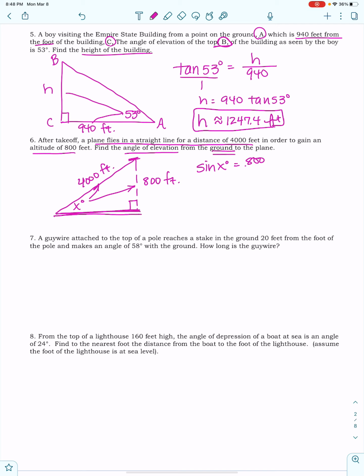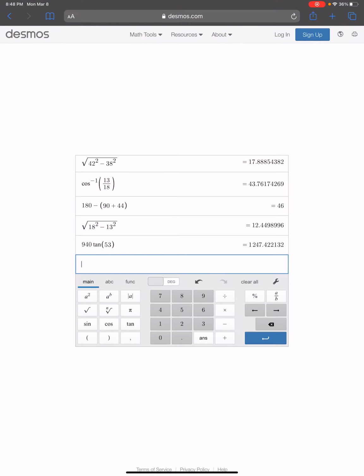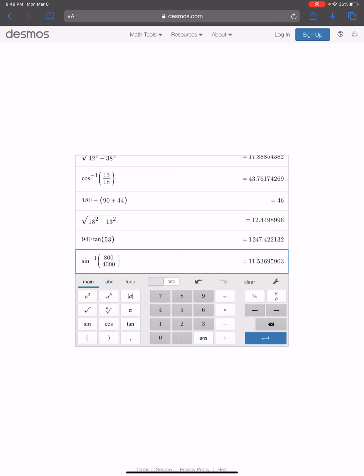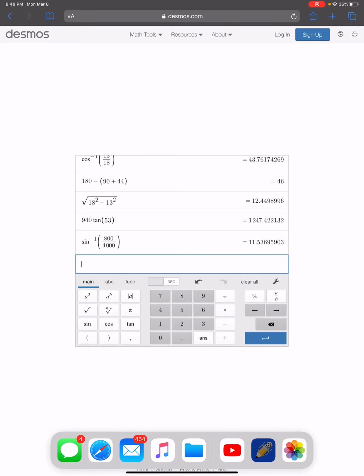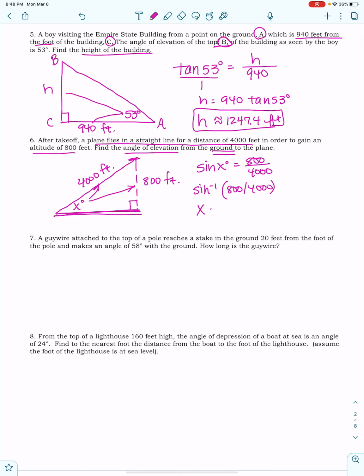equals opposite over hypotenuse. And of course, I'm looking for an angle, so I'm going to use sine inverse of 800 divided by 4,000. So I'm going to go to Desmos here, go to sine inverse, and I'm going to have 800 divided by 4,000. And that gives me 11.5, and that is an angle measure, so I am going to approximate that as a whole angle, and it would be approximately 12 degrees.